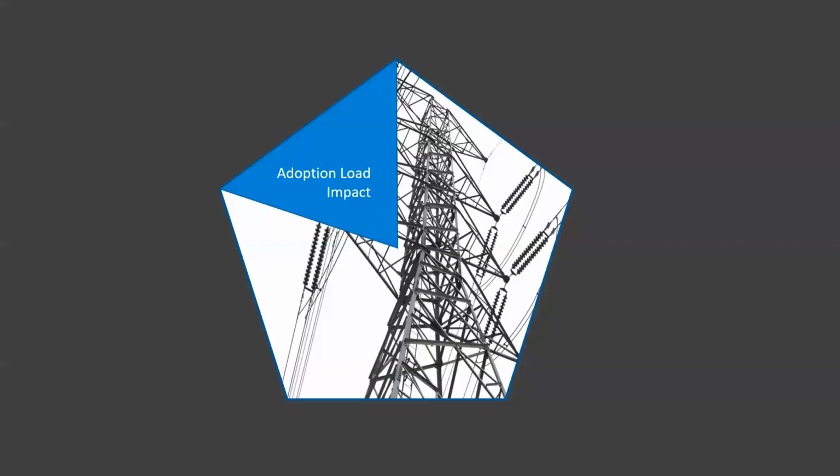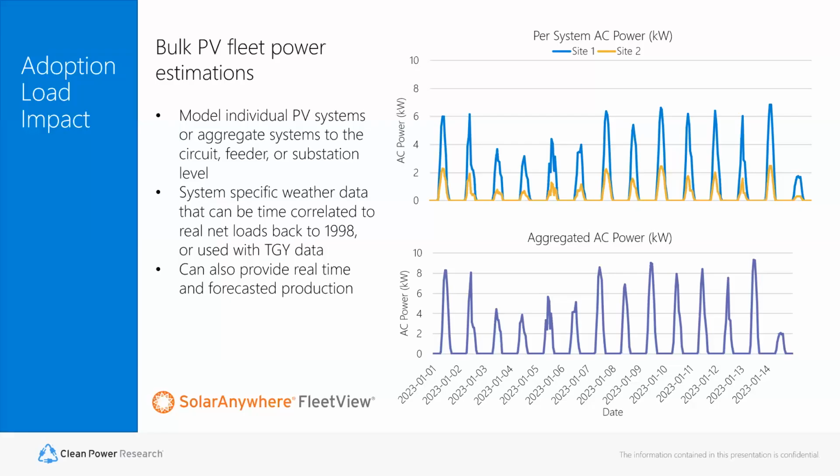All right, so I just want to touch briefly on adoption load impact. Load impact is not a lot of the work that CPR typically does, but we are heavily involved in the production impact, right? So one of the things that we do really well is bulk PV fleet power estimations. And so this is one of our tools from Solar Anywhere. It's called Fleet View.